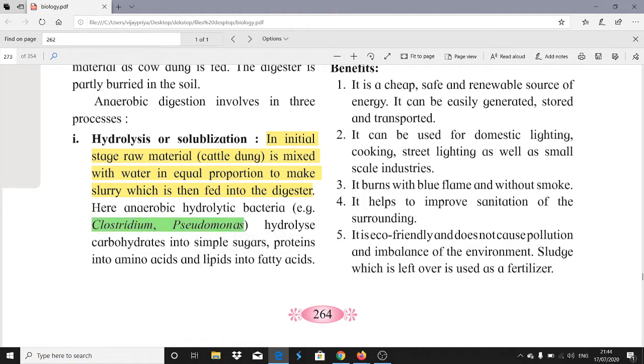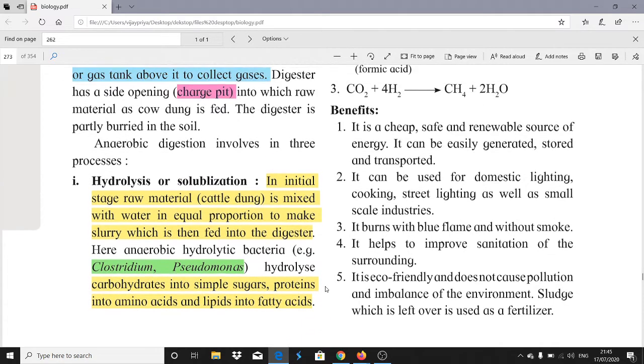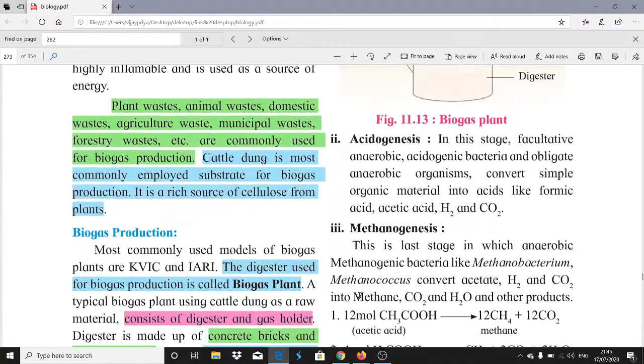They hydrolyze the carbohydrates into simple sugar. In hydrolysis, this first step, what is getting hydrolyzed? The cattle dung, the raw material in the form of slurry, is getting hydrolyzed into simple sugars and proteins, or amino acids and lipids. And through which bacteria? These are the anaerobic hydrolytic bacteria. Their names are Clostridium and Pseudomonas. So this is the first step of hydrolysis or solubilization.